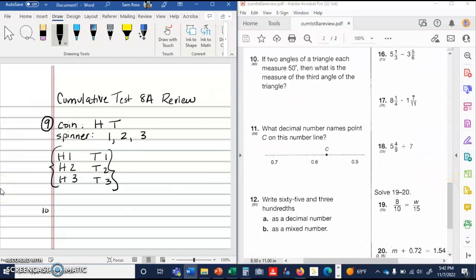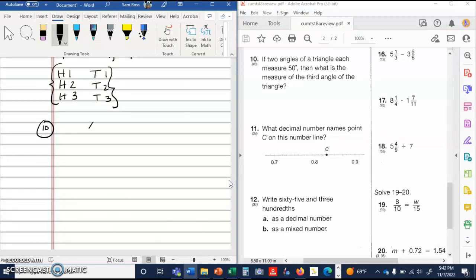And then number 10, if 2 angles of a triangle measure 50 degrees, then what is the measure of the third? You really don't need to draw this, but if you're more of a visual learner, it might help. So if this is 50 degrees and this is 50 degrees, we want to know what this is. Now I know that all 3 angles of any triangle anywhere add up to 180. So what I'm going to do is I'm going to do 50 plus 50. That's 100, and I'm going to subtract. So the third angle is 80 degrees. All right, go to part 2.